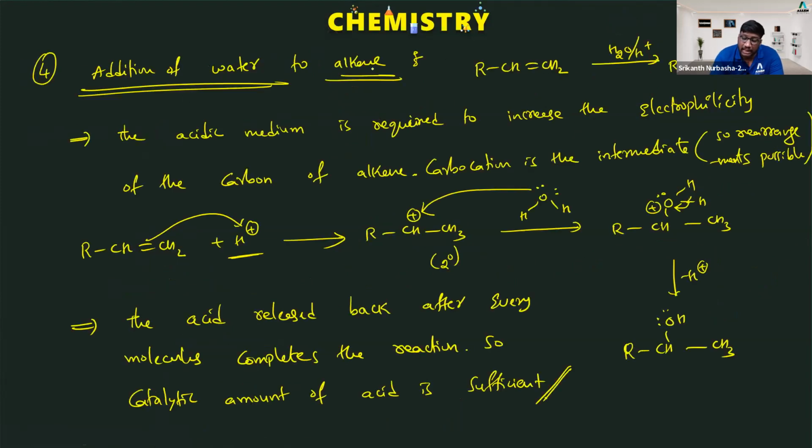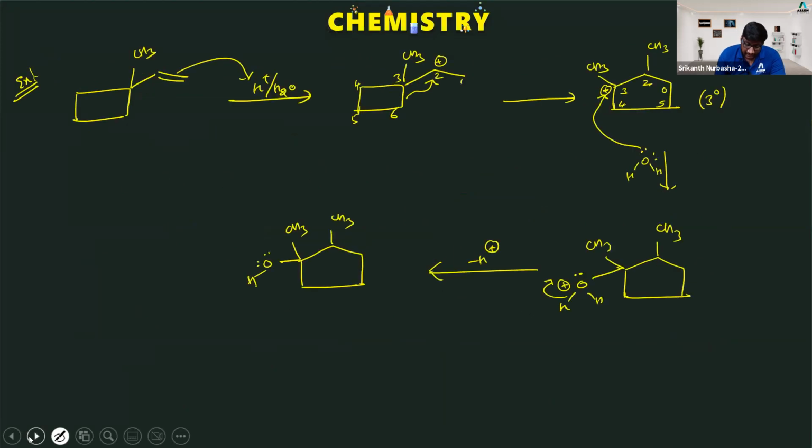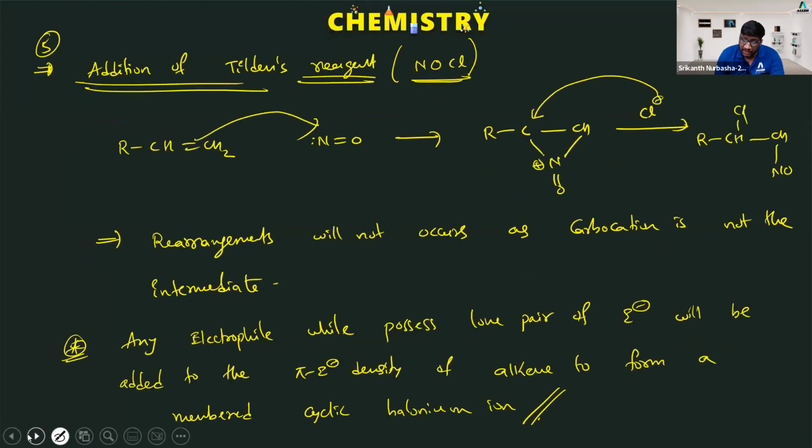Addition of water to alkene will happen in the presence of dilute acid. If you have concentrated acid, then SO3H is also going to be added. And the loss of H+ in the last step indicates the acid is released back after every molecule completes the reaction. So catalytic amount of acid is sufficient. Addition of Tilden's reagent NOCl also proceeds through 3-member transition states.